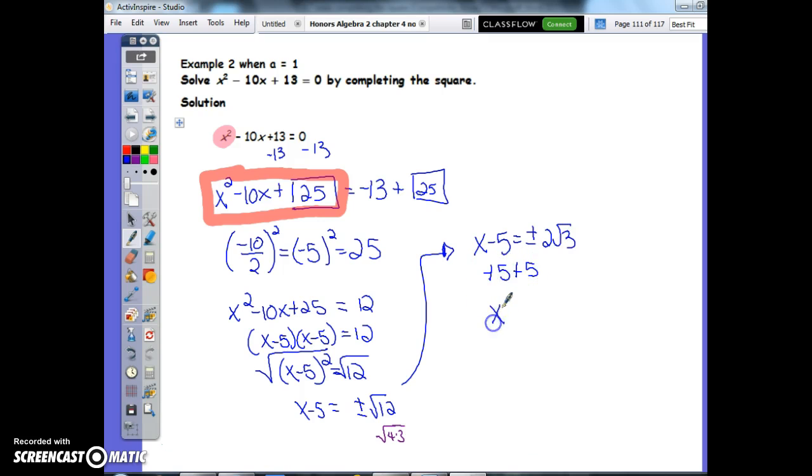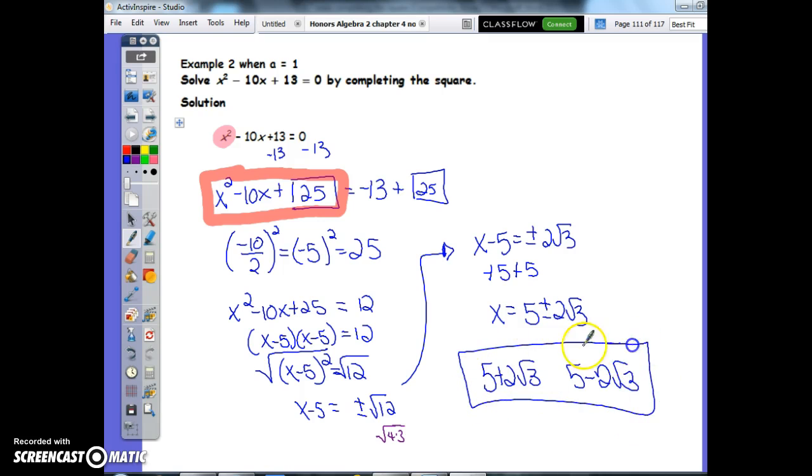Add the 5. x equals 5 plus or minus 2 square roots of 3. There are two answers. 5 plus 2 square roots of 3 and 5 minus 2 square roots of 3. These are your two answers.